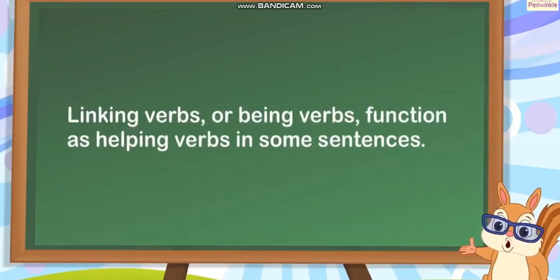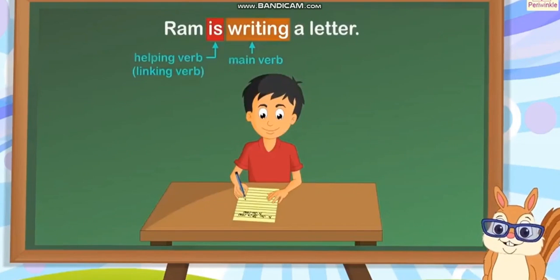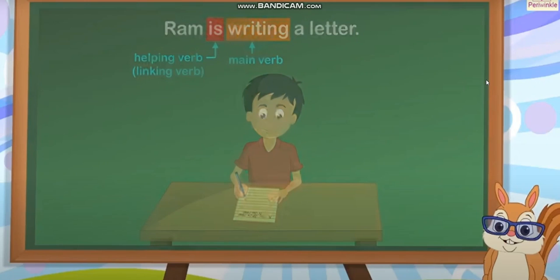Linking verbs or being verbs function as helping verbs in some sentences. For example, Ram is writing a letter. So our main verb is writing and is is a helping verb or a linking verb.